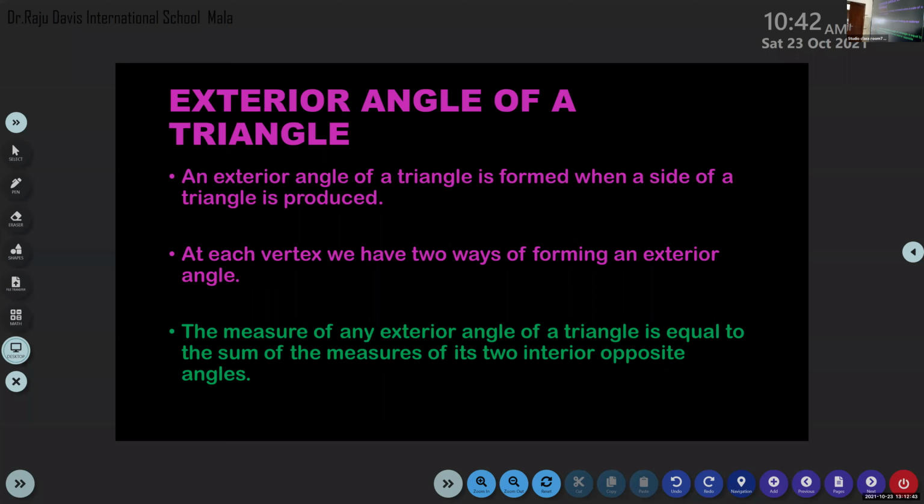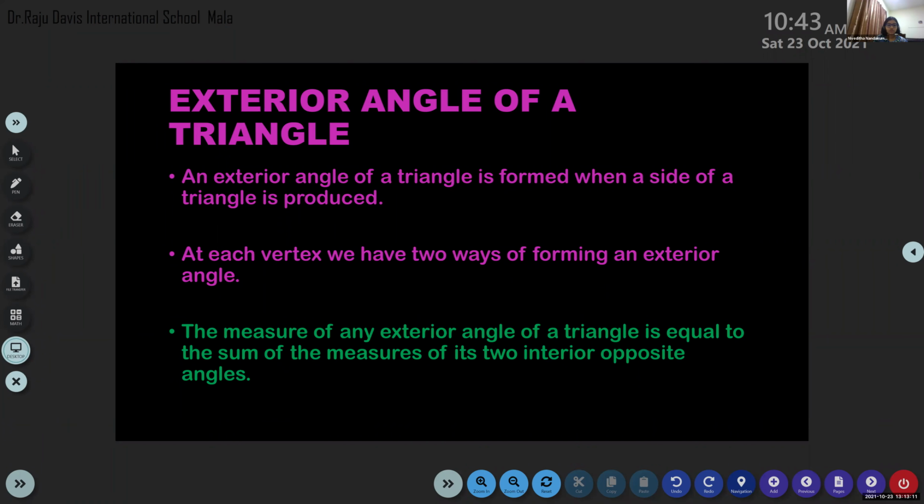You can read it. Okay, Nivedita, read the first one. What is the heading? Topic? Exterior angle of a triangle. Ma'am, do we have to note this? Okay, read it, Nivedita. An exterior angle of a triangle is formed when a side of a triangle is produced. When a side of a triangle is produced, we get an exterior angle.